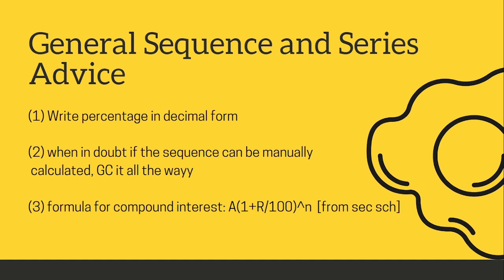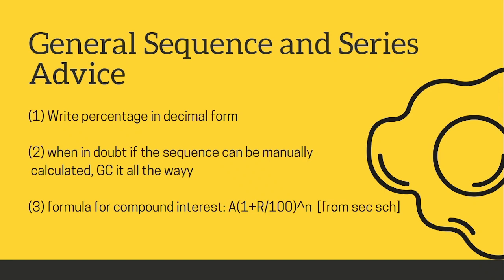So some general sequence and series advice is that for percentages, try and write them in decimal form. And during this question on sequences and series, if you're ever not sure how to do it through the actual formulas, it is also technically possible to use your graphing calculator and manually calculate it. Although it is more tedious, you can still get the marks that way also.